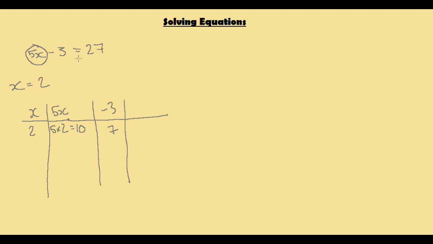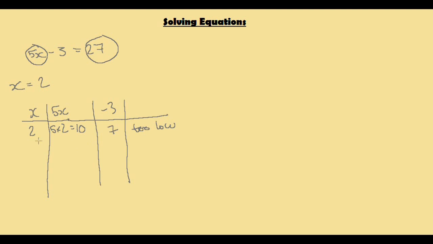And the answer we were looking for, we've done 5x take away 3, 5 times 2 take away 3. We were looking for that to be 27. But my guess of 2 only gave us a 7. So actually, I can say that I'm too low. In fact, I'm quite a bit too low.